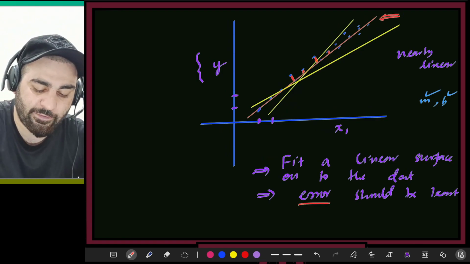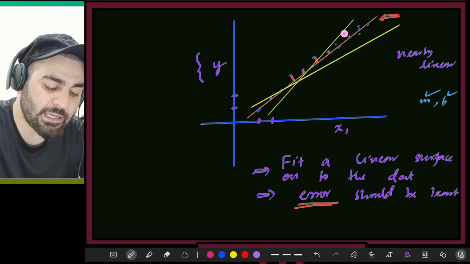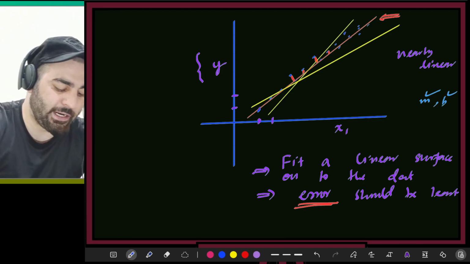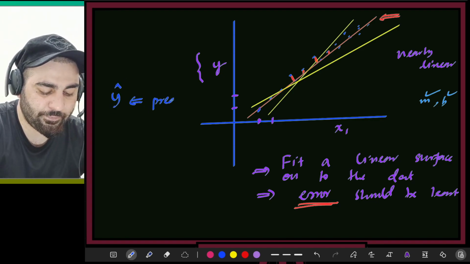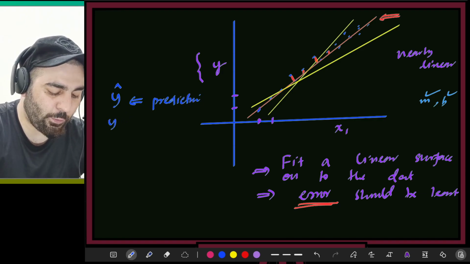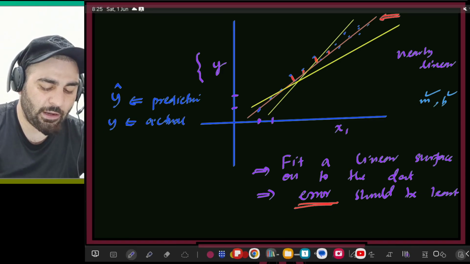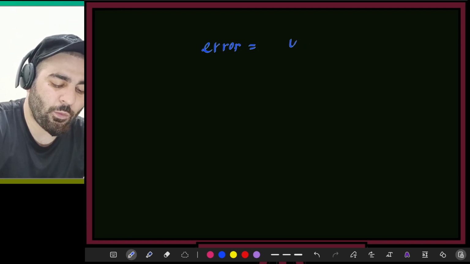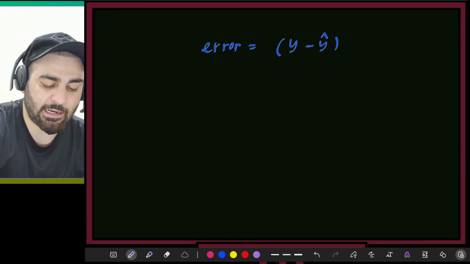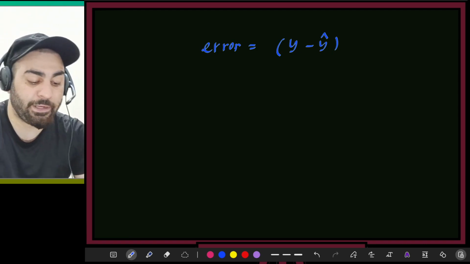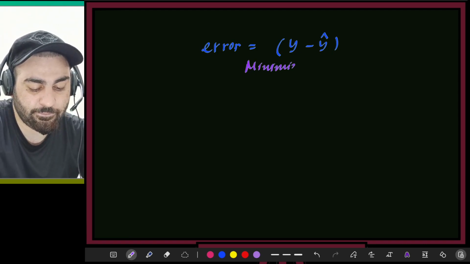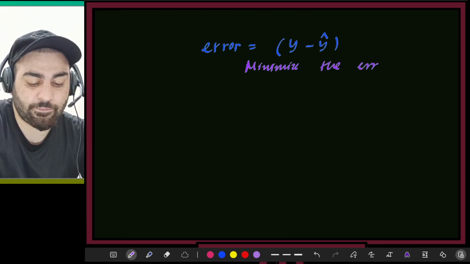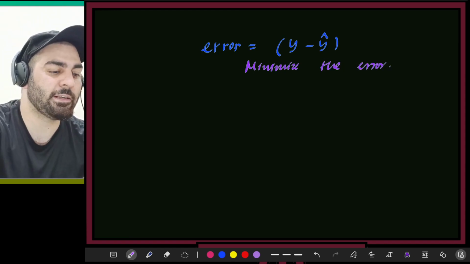What I mean by error, I'll have to define. Error is how much the prediction is deviating from the actual value. We'll predict something, let's call it y hat, this is my prediction, and this y is my actual value. Therefore the error is y minus y hat, and somehow I want to minimize this error. Is it clear for everybody? Is it clear?